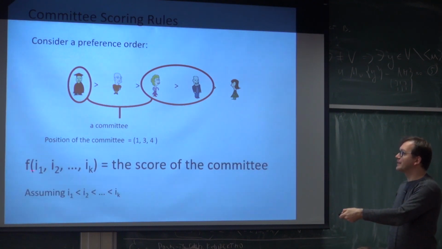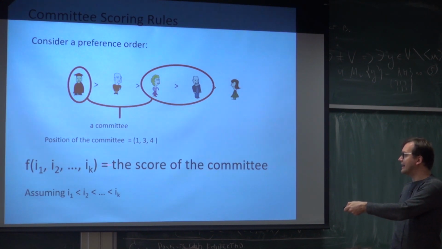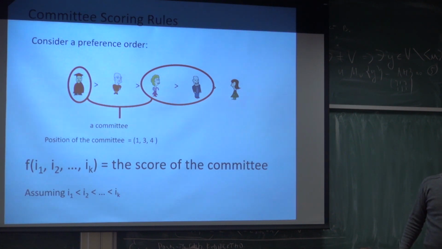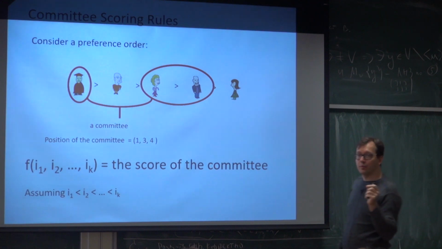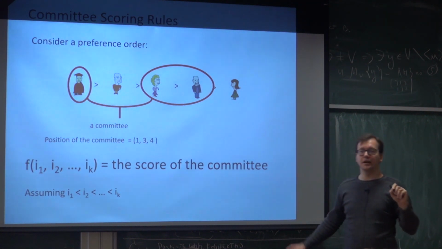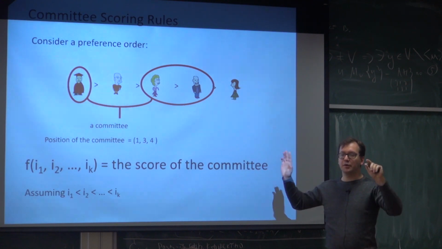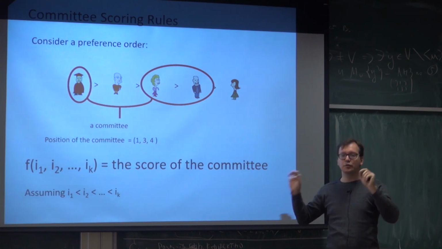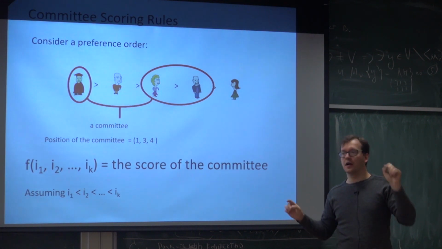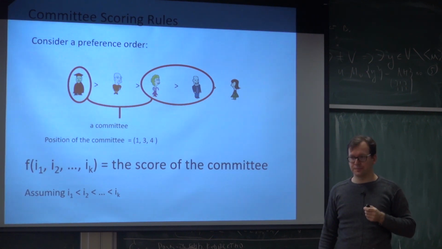And now we assume we have a function that gets this sorted vector and outputs the score of the committee. And this is a committee scoring rule. There's a huge difference compared to the single winner setting, because in the single winner setting, if you had m candidates, so let's say you had 10 candidates, then it was enough to give 10 numbers, the scores for each position, to specify the voting rule.